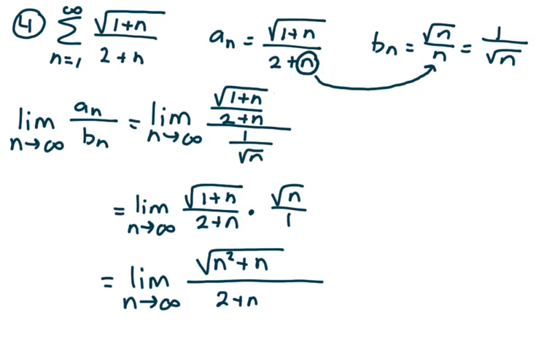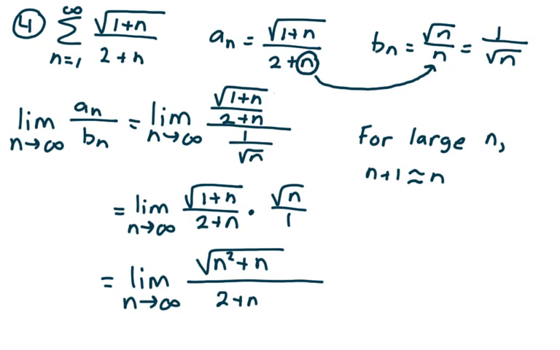In the numerator, for large enough n, n plus 1 is approximately equal to n. And so my numerator will be square root of n, right? For large n, n plus 1 is approximately equal to n. And so b sub n will be square root of n divided by n, which simplifies down to 1 over the square root of n.